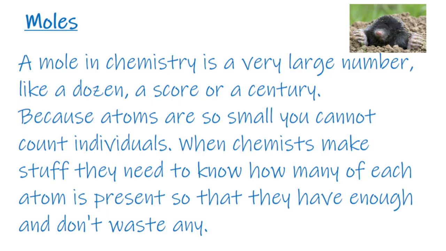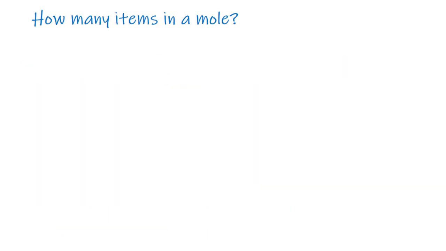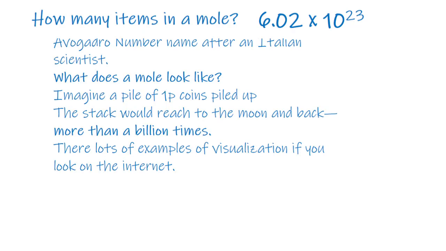So, how many items are there in a mole? What is the number of a mole? Well, it's 6.02 times 10 to the 23. That's 6 with 23 noughts after it, essentially. Now, that's a huge number, and it's called the Avogadro number, named after an Italian scientist.